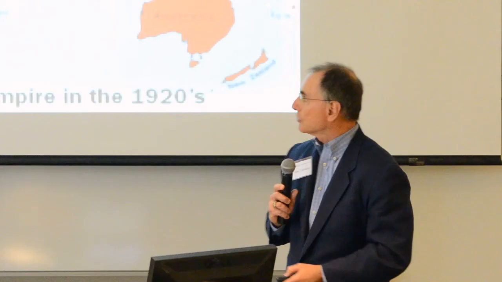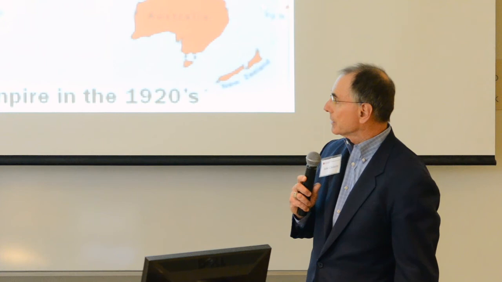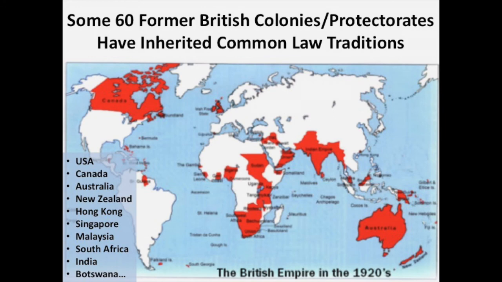Now, some 60 former British colonies and protectorates have inherited at least some level of common law tradition, including all of these countries listed here and many others: the USA, Canada, Australia, New Zealand, Hong Kong, and so on. Now, in contrast, civil law originated in continental Europe.